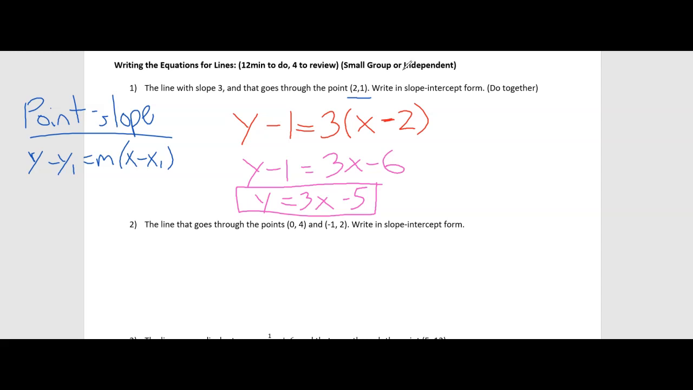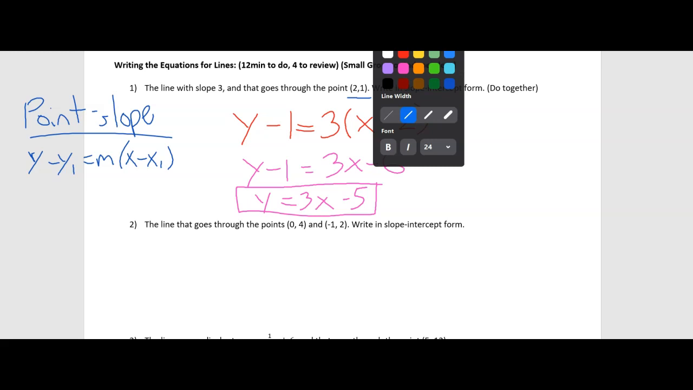I'd pause the video right now, and I'd see if you could work through this problem. It's a little different than number 1 because they just give you 2 points. So they don't give you the slope. They expect you to be able to find the slope from those 2 points. So that's my hint. My other hint is that it doesn't matter which point you use as x1 and y1. You could use (0, 4), or you could use (negative 1, 2), and your slope-intercept form equation will still come out the same. So pause the video, take some time to work through this, and then come back and see how you did.